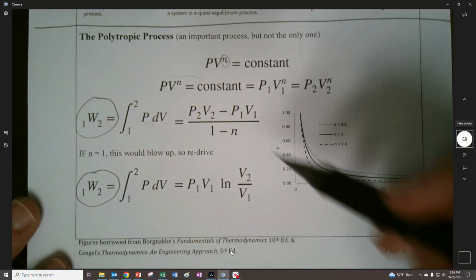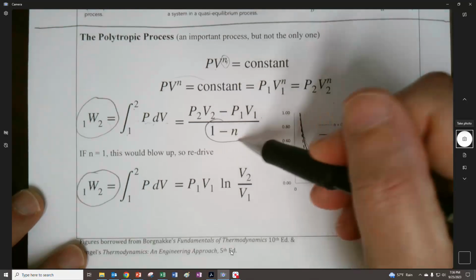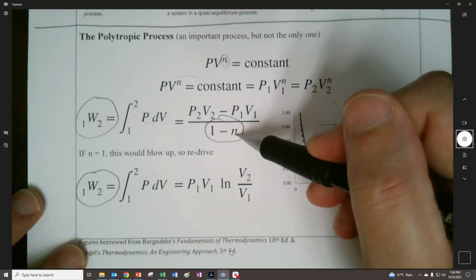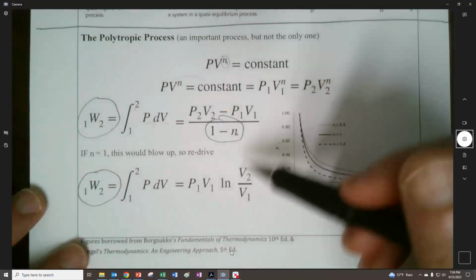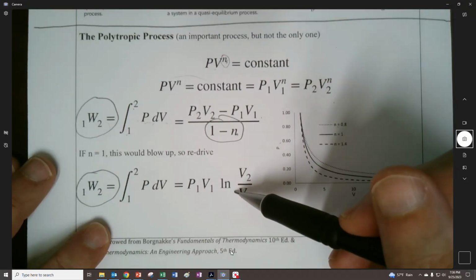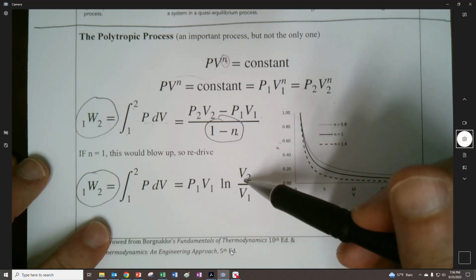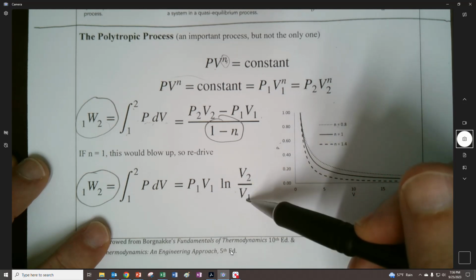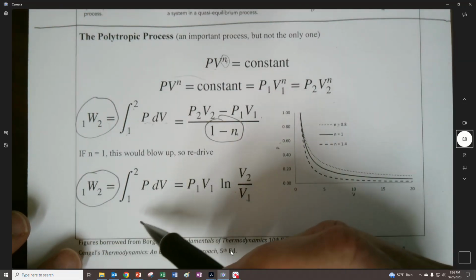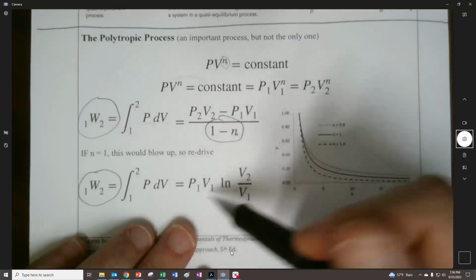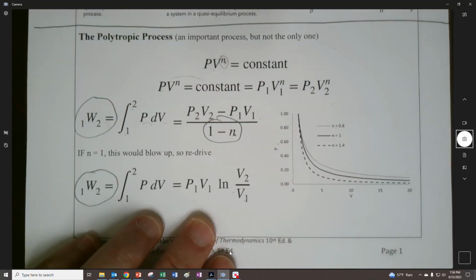so we're getting into this polytropic process. And what happens if n equals 1? We notice that the thing is going to blow up, right? So that's no good for here. So we have to go down to this relationship where we have a natural log of v2 over v1. And that's a pretty good relationship to observe.